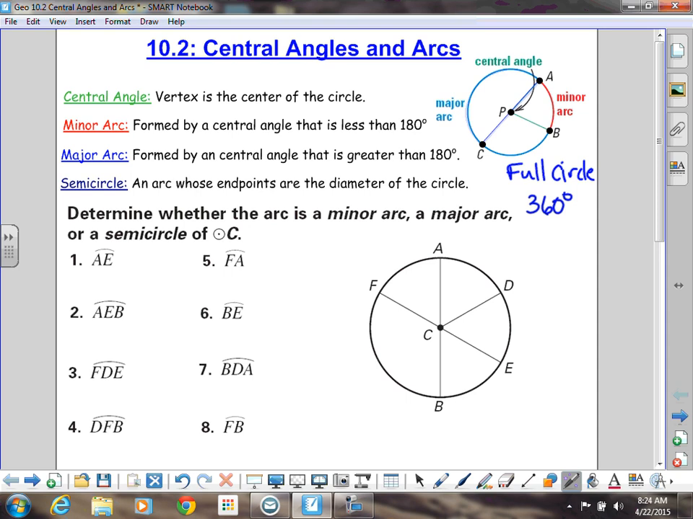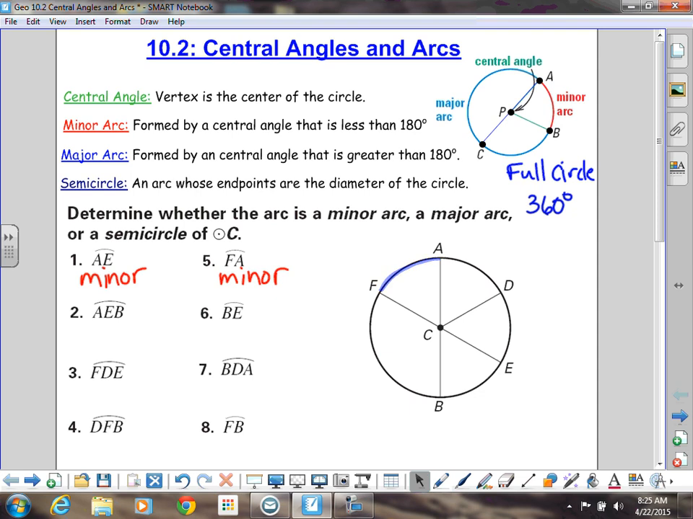So let's get some practice with that. We're going to determine whether the arc is a minor arc, major arc, or a semicircle. Let's look at this diagram. I have AE. Notice that this symbol above AE just means arc. That means we're tracing around the circle. I'm going to go from A to E around the circle. Is that bigger than 180 or smaller than 180? Well, I didn't go halfway around, so that's a minor arc. Now if I go from F to A, that's definitely smaller than 180, so that would be another minor arc.